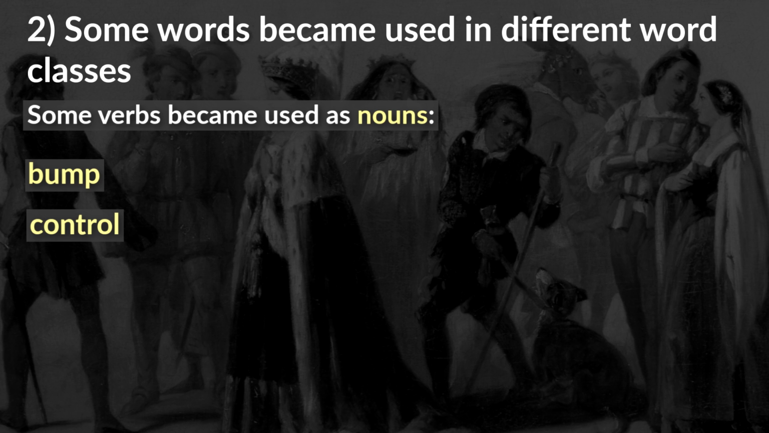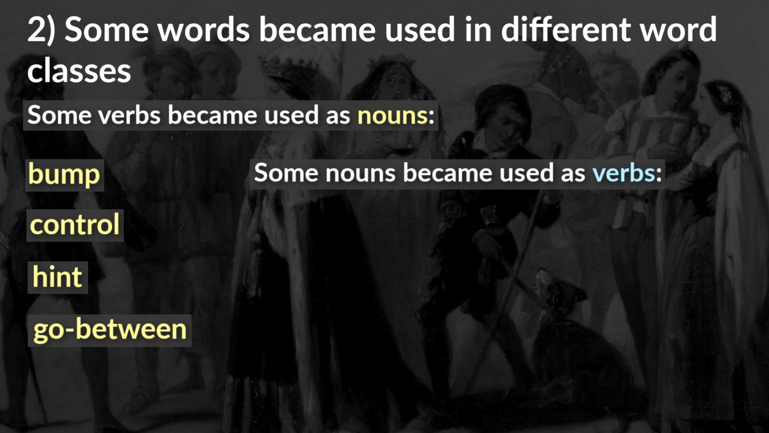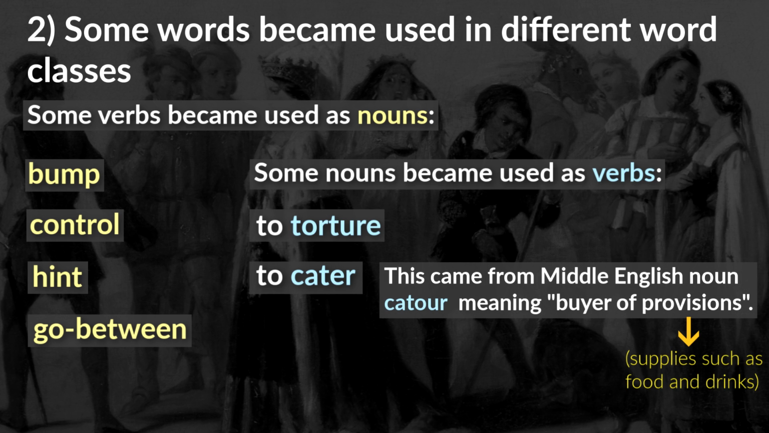Similarly, control when used as a noun, and hint when used as a noun. Go-between, a noun referring to a middleman or liaison. This comes from the verbal phrase go between. And some nouns became used as verbs. To torture. This first existed as a noun, but Shakespeare used it as a verb. To cater. This is a verb meaning to supply food. This came from the Middle English noun catur, meaning buyer of provisions.